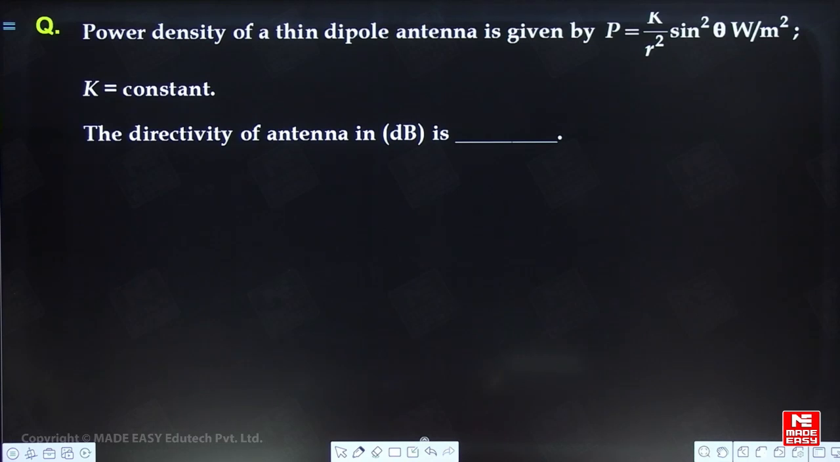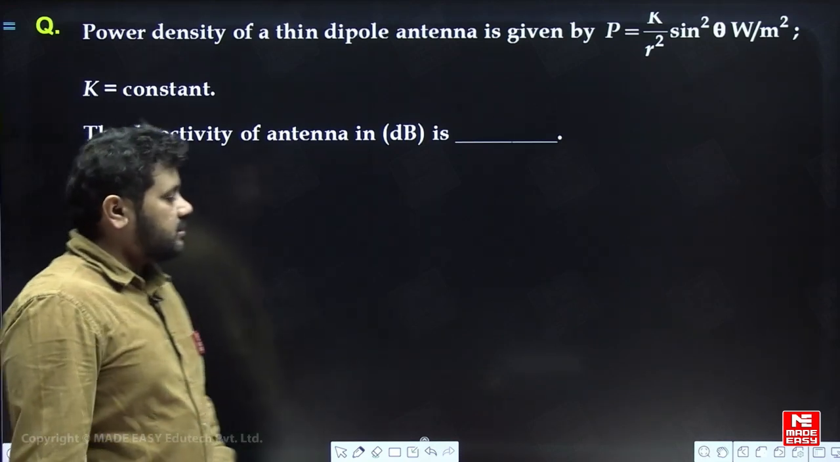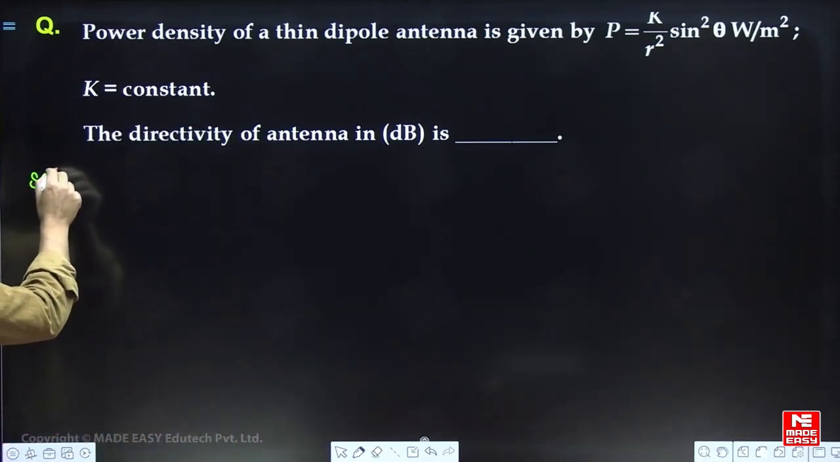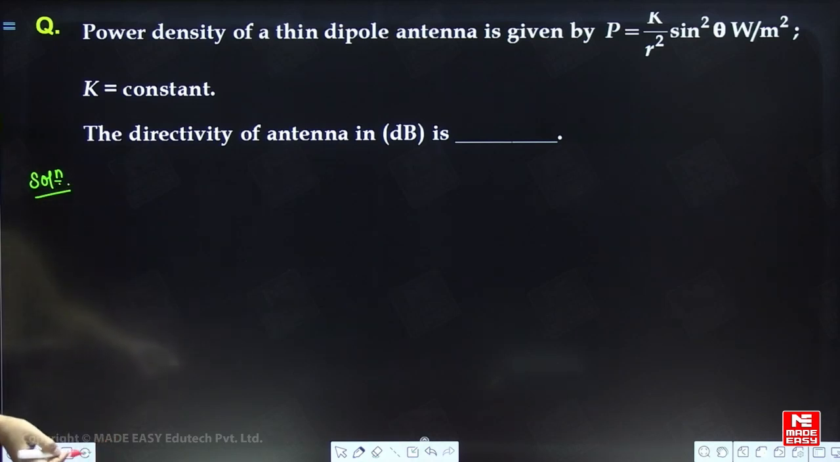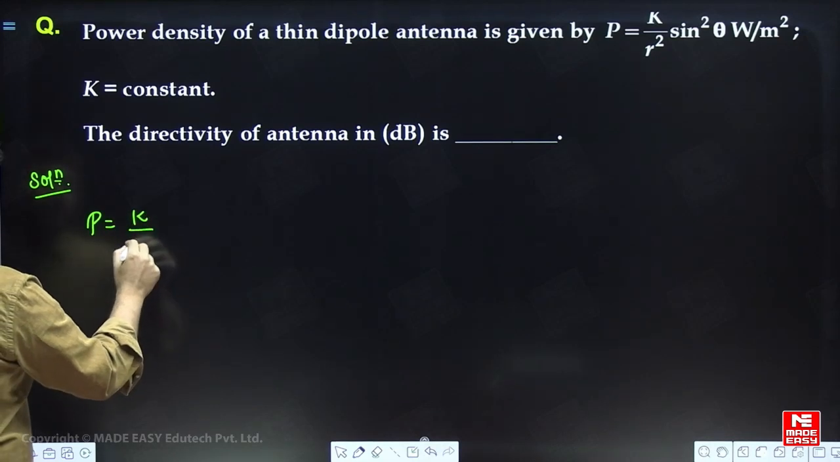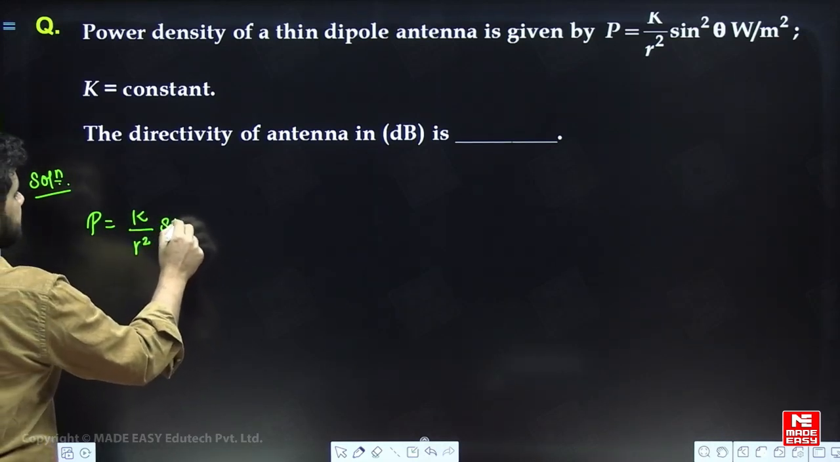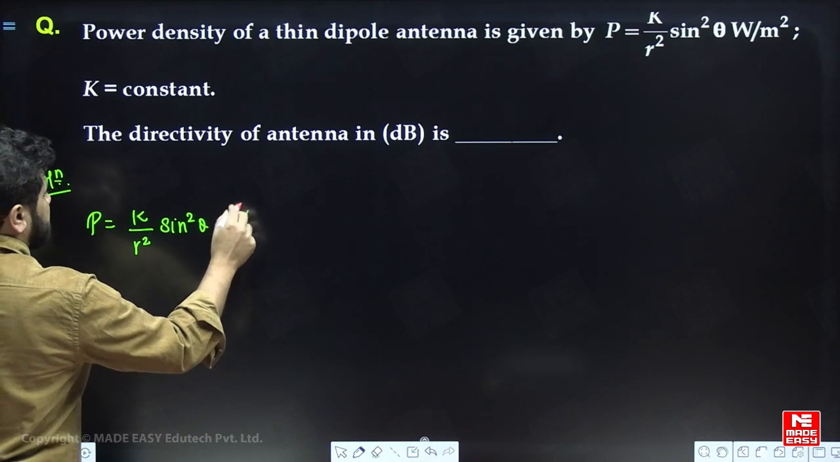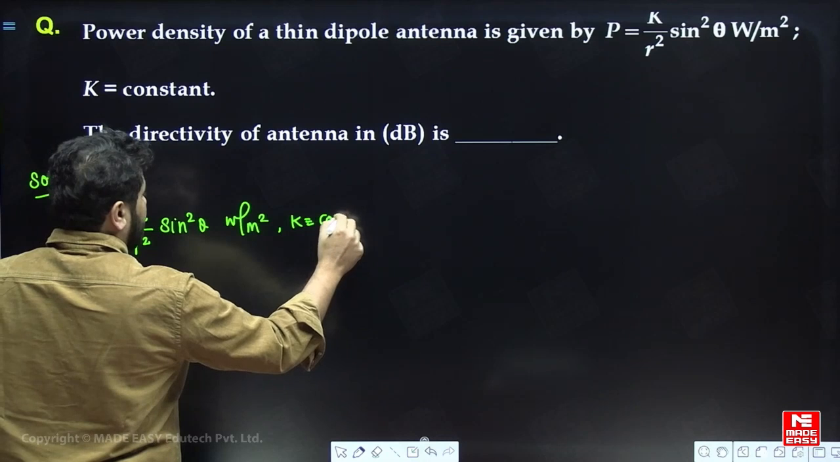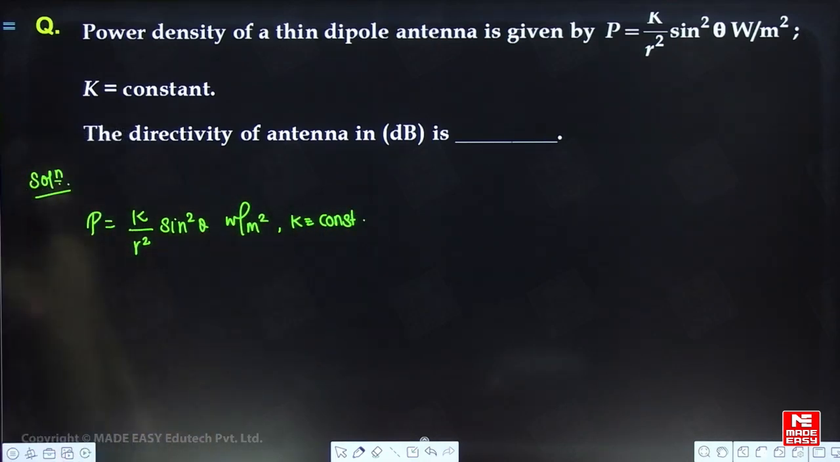Power density of a thin dipole antenna is given by P equal to K upon R square sin square theta watt per meter square, where K is a constant. The directivity of the antenna in dB is how much, right? So, how to find this? See what is given, P is given as K upon R square sin square theta, right, watt per meter square, where K is your constant.